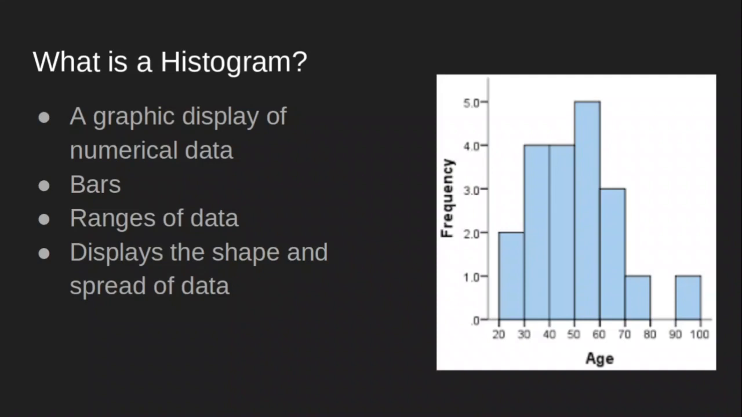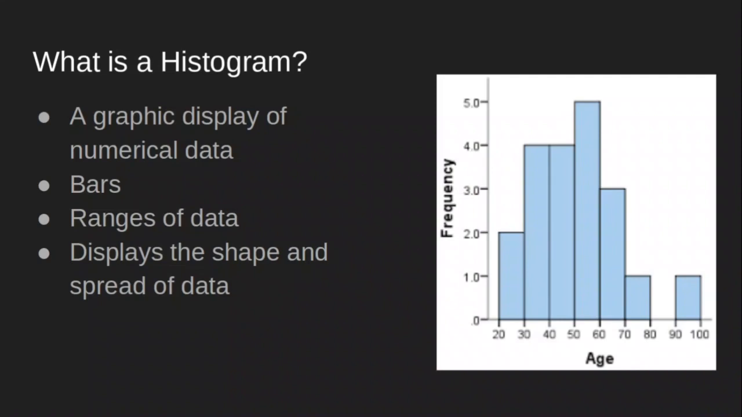So it kind of looks like a bar chart, which we've talked about earlier. But instead of having each bar represent just one number, these bars represent a range of numbers. So as you can see on the chart below, our very first bar represents ages 20 to 30. So when we make our own histograms, we are also going to use ranges and not just one single number.